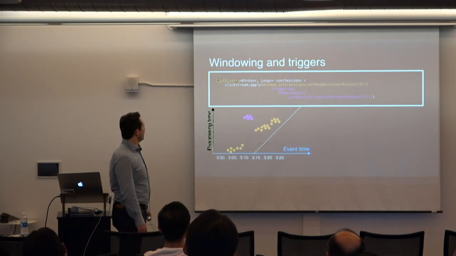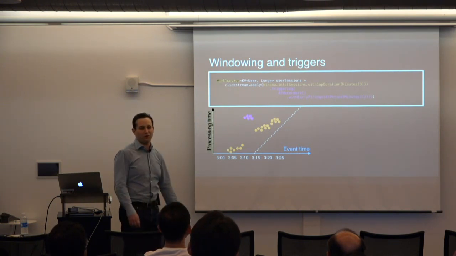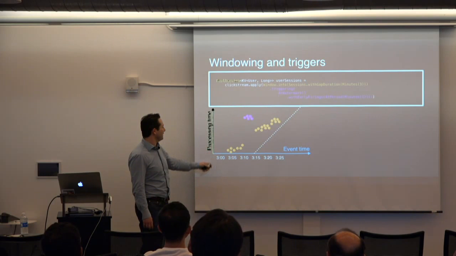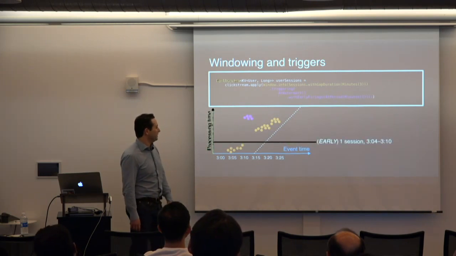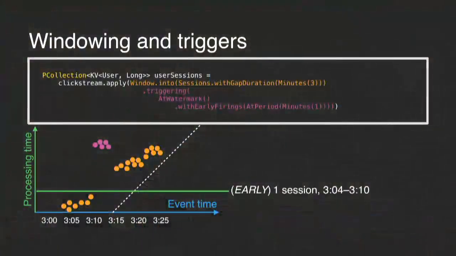So let's try to visualize what we're doing here. We said with early firings at a period of 1 minute. So the first minute goes by, and we've now seen 6 minutes worth of the session. And the rest of my pipeline is going to output the size of that session so far and say the session went from 3:04 to 3:10.